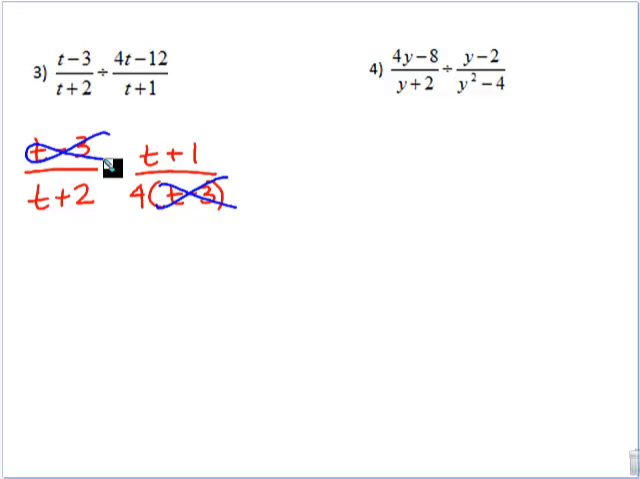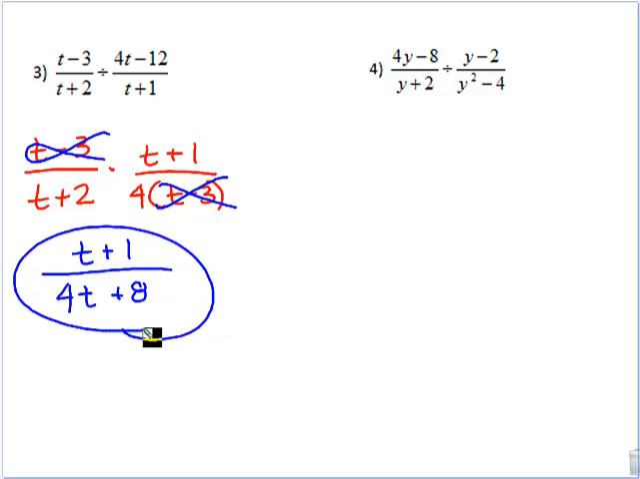Anything else? Nope, nothing else. So in the numerator, what are we left with? The t in the numerator, t plus 1. In the denominator, we're left with 4t plus 8. And why does that become 4t plus 8? Yeah, we distribute the 4 to both of those. Sound okay?